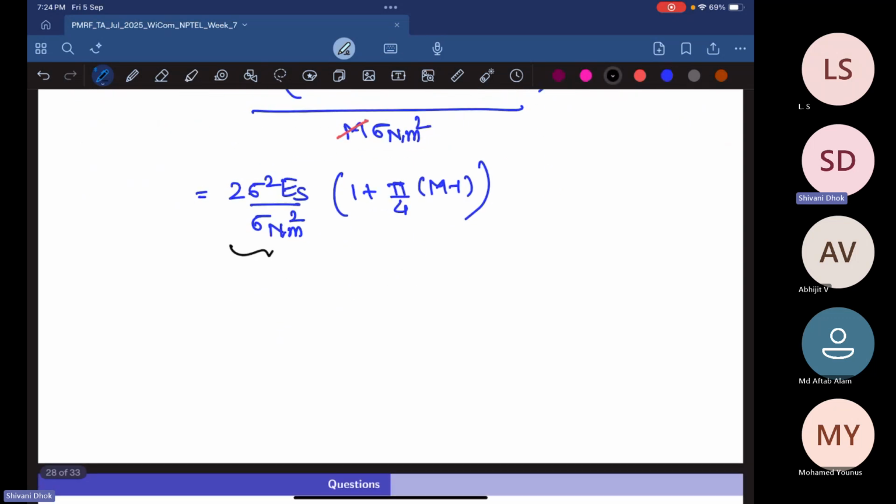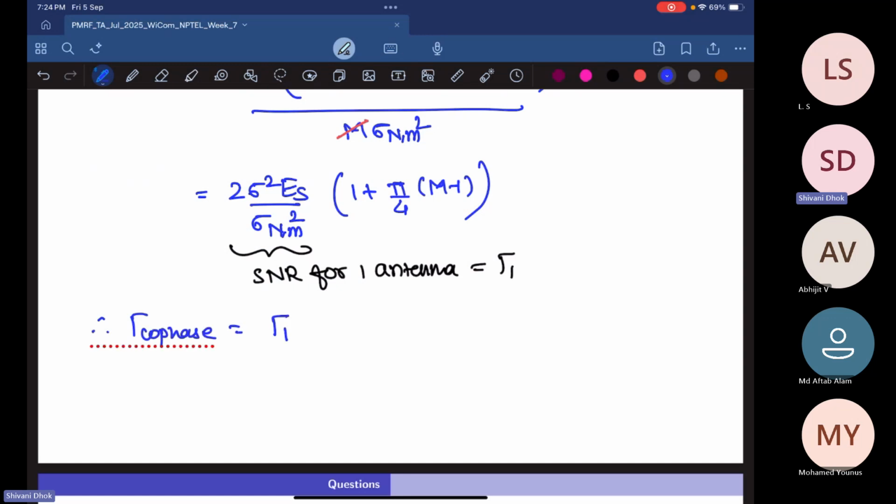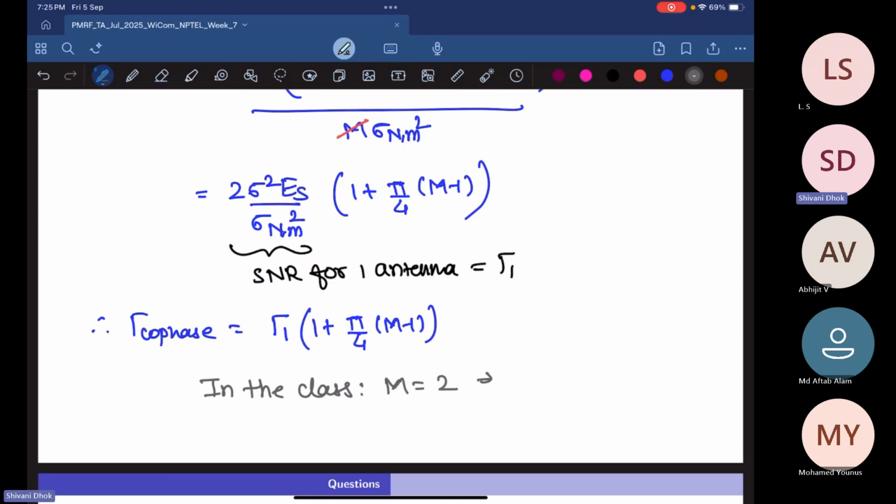And this particular thing is the SNR for one antenna, that is gamma 1. So therefore your gamma cophase is equal to your gamma 1 into 1 plus pi by 4 into m minus 1. Now if you recall what we have done in the lectures or in the class, our m was equal to 2, and for that we had got our gamma cophase as gamma 1 into 1 plus pi by 4.